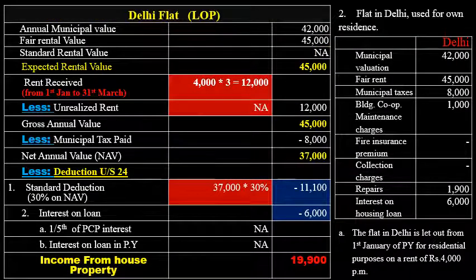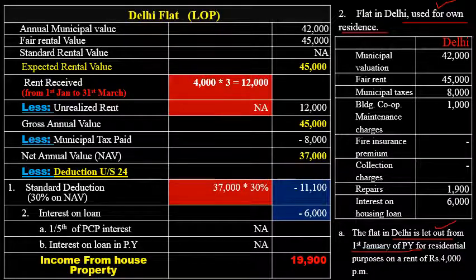Okay, next we will assess the second property, that is a Delhi flat. The Delhi flat in the beginning was used as its own residence. Later it was used as a let out property from 1st January of the previous year. In the beginning it was used as a residential house, and later it was used for let out purpose.